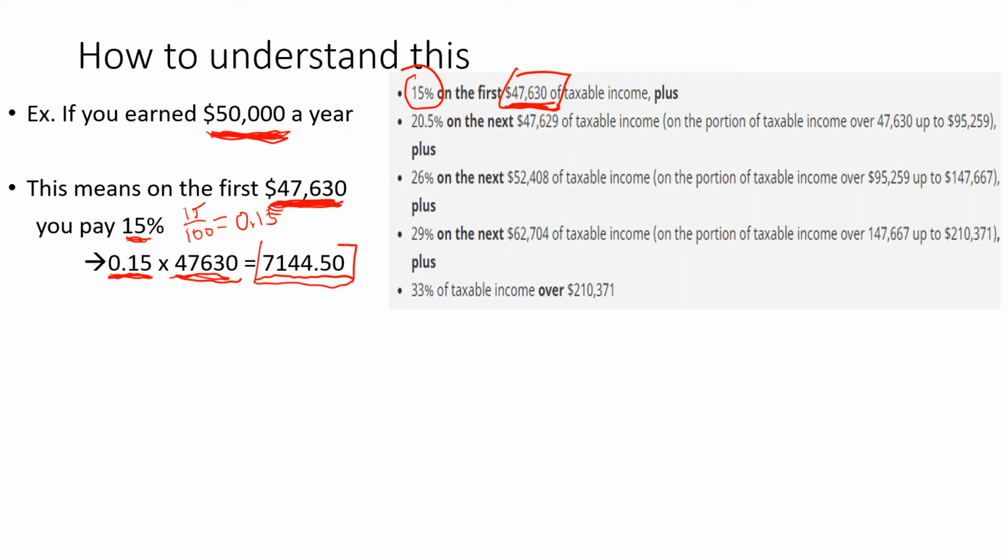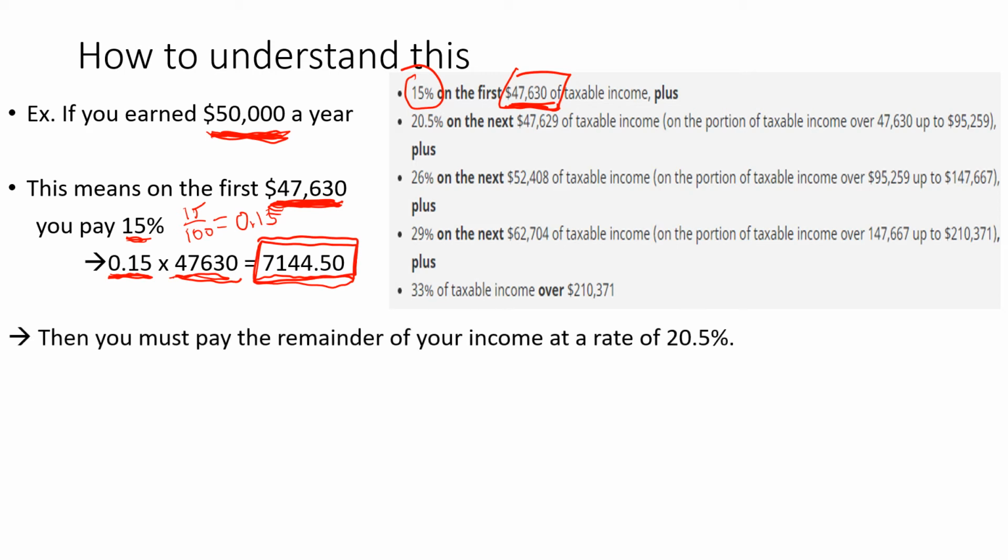So we're going to save this number for a little bit. But again, that's for the first $47,630. We made $50,000. So there's a remainder. There's almost $2,500 remaining.